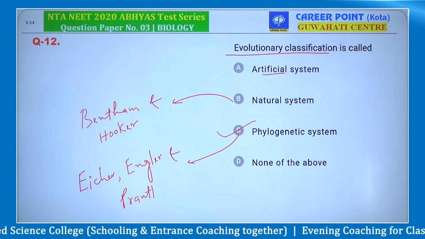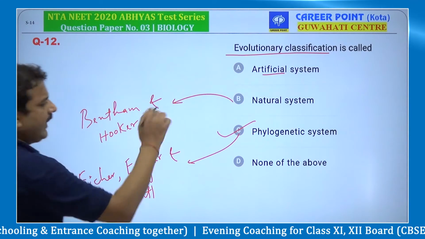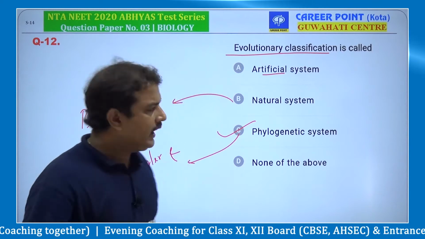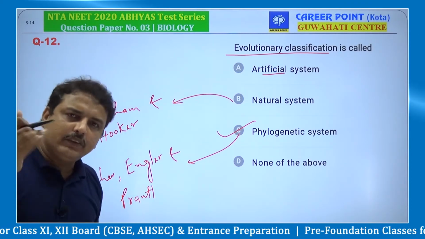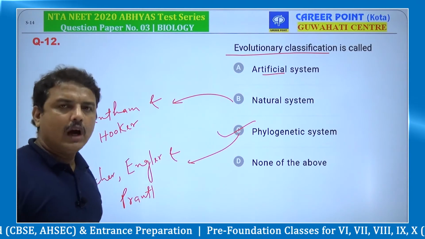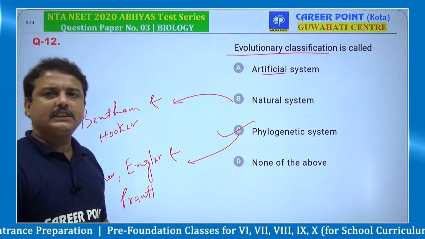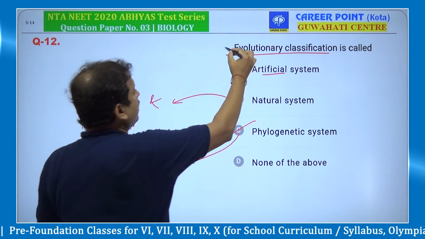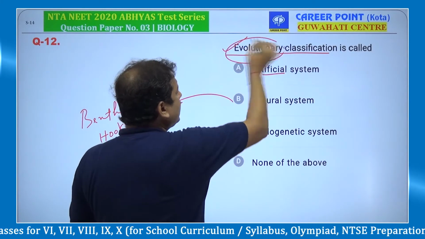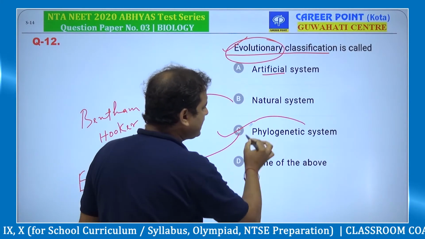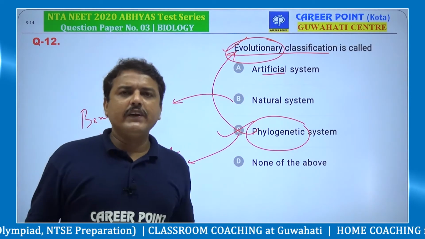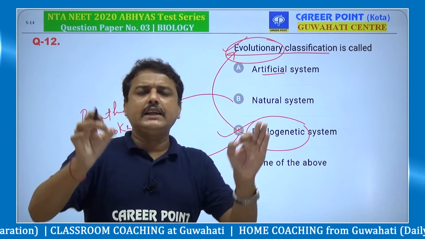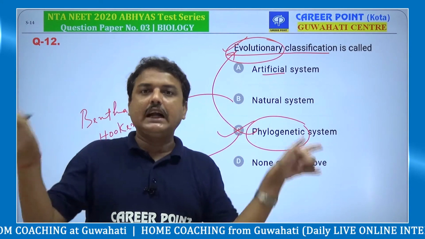So Eichler, Engler and Prantl proposed the phylogenetic system of classification. Carolus Linnaeus and Aristotle proposed the artificial system of classification, and Bentham and Hooker proposed the natural system of classification. But the question here is evolutionary. Whenever the word evolutionary appears, it means phylogenetic. Phylogenetic means evolutionary. So in the living world chapter, you study systematics and taxonomy.